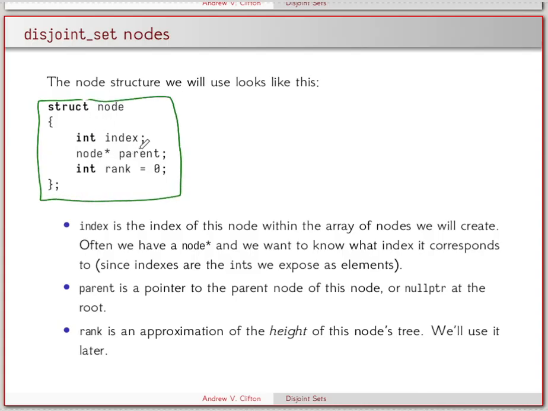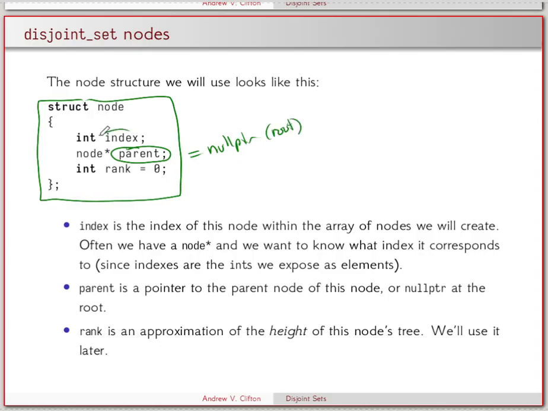Right. So the interesting part of it, the tree structure part of it, is this parent pointer here. That's the thing. It's like, who is above me? If we're at the root, that will be a null pointer to indicate that we're at the top of a tree.